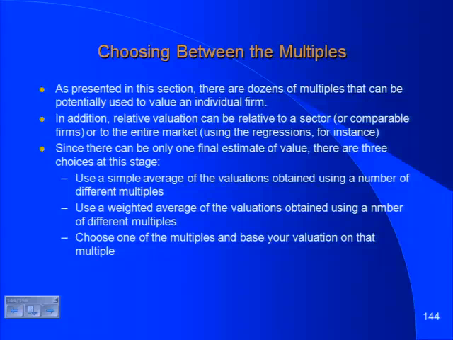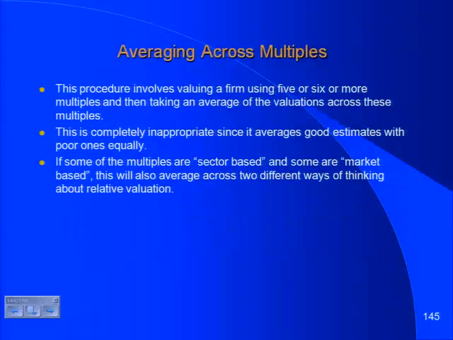The second choice is a little more nuanced. You have 9 different values from 9 different multiples. Maybe you take a weighted average of those 9 numbers, weighted by how comfortable or how precise you think each number is. For the moment, I haven't talked about how you'd come up with those weights, but you could have a weighted average. Or the third approach, and this is the approach that I think makes the most sense, is to pick one of the 9. Of course, you have to decide which one to pick. Let's take each of those choices.